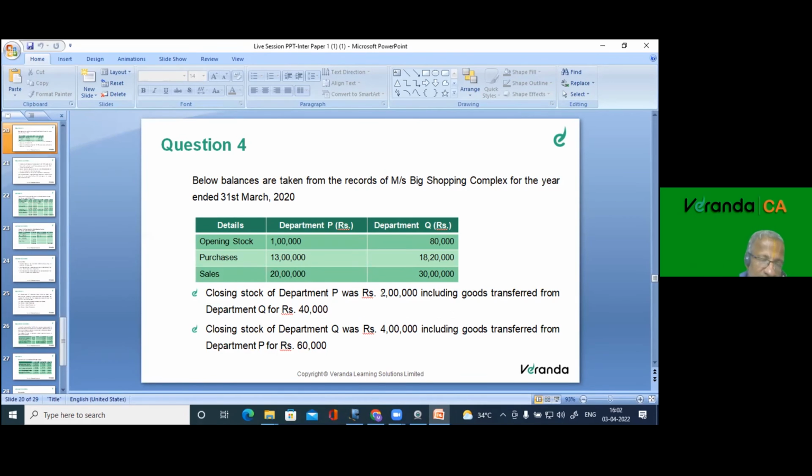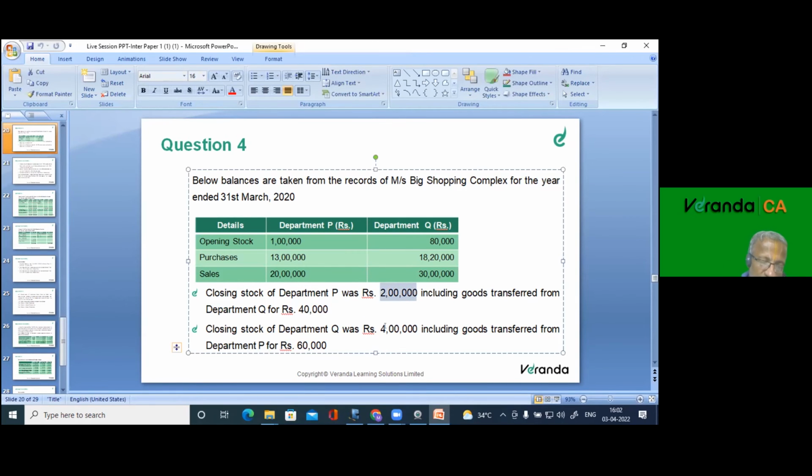So closing stock of P was 2 lakhs, of Q was 4 lakhs. Now with the help of the calculator itself, we can type it out: 1 lakh plus 13 lakhs minus closing stock of 2 lakhs should give you 12 lakhs as cost of goods sold, against which 20 lakhs we have as the sales. 8 lakhs is the profit. 8 lakhs divided by 20 lakhs, the percentage is 40%. So we understand that it is 40% for P.